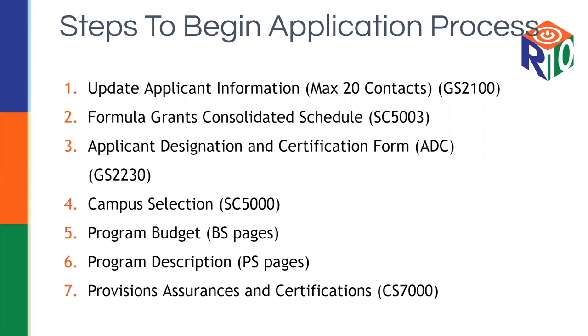Number four is your campus selection, your SC5000, everybody's favorite section. The good news is on here, there is the option to populate from last year, so that should hopefully save you some time. I'm going to let Vanessa get all over that for you later. Number five is the program budget, your BS pages, and we'll go through those. There have been some big changes, the 6101, so we will talk about that. Number six is your program description, your PS pages. And number seven are your provisions, assurances, and certifications, your CS7000.